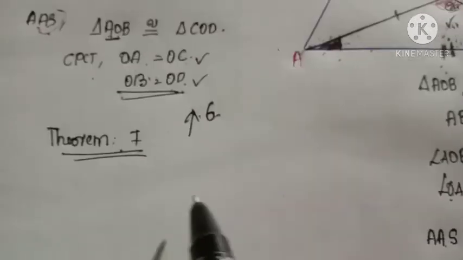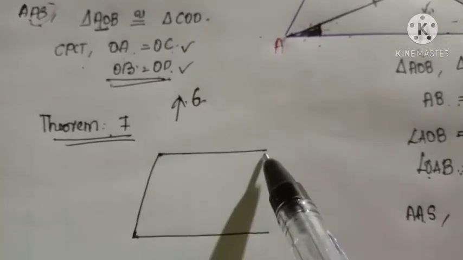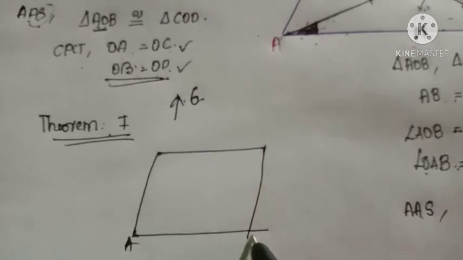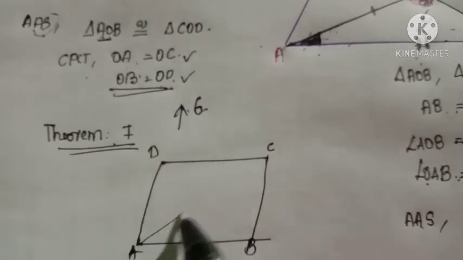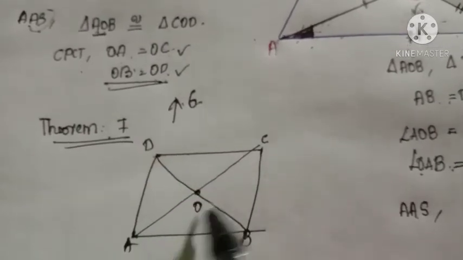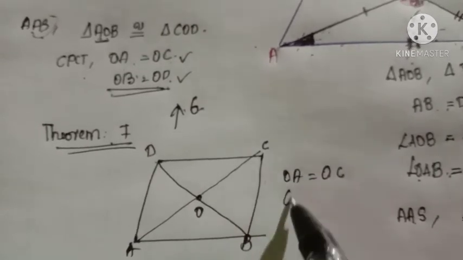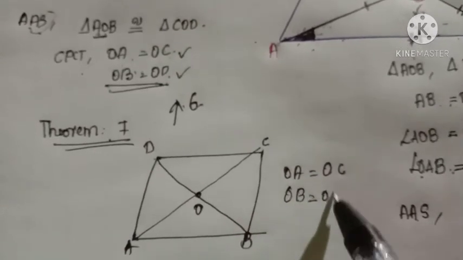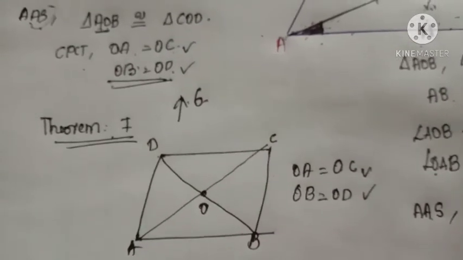We have only a quadrilateral given. Suppose the quadrilateral is ABCD, and given that diagonals bisect each other. Diagonals bisect each other means OA equal to OC, it is given. OB equal to OD. These are given. We need to prove ABCD is a parallelogram.